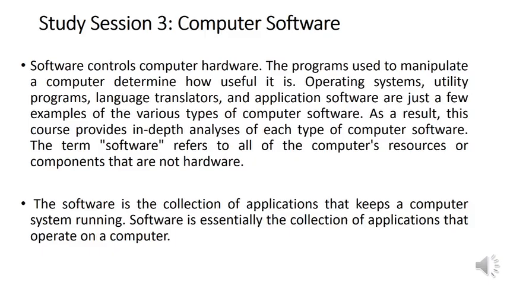The term software refers to all of the computer resources and components that are not what? Hardware, that you cannot see physically. Unlike hardware, which you can see, touch, and move around, software can't be seen physically. The only thing you can see in software is lines of code that are written in different languages. So those are the things that are visible in software.